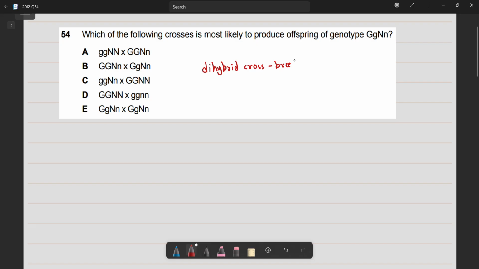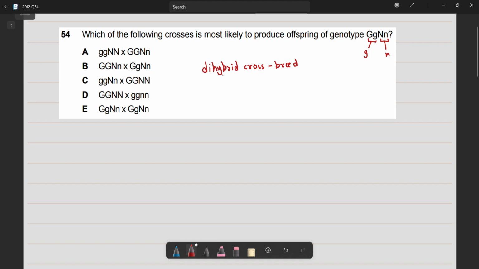So in this dihybrid crossbreed, the thing is that it involves two genes. As we are shown in this example, this is heterozygous for two genes. We have one heterozygous for the letter G and one heterozygous for the letter N. So we have different alleles over here, one being the dominant and one being the recessive, and also the same for this one. So it's heterozygous, and that means we must have one copy of a dominant and one copy of a recessive for both of the genes.